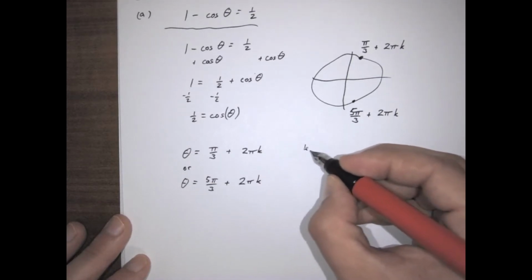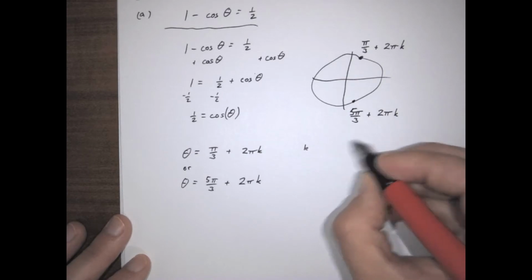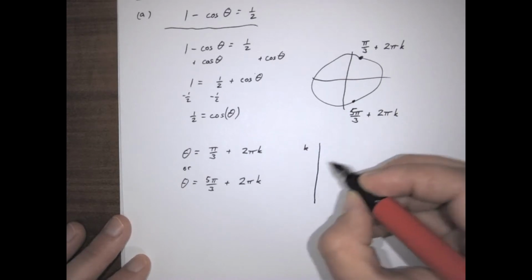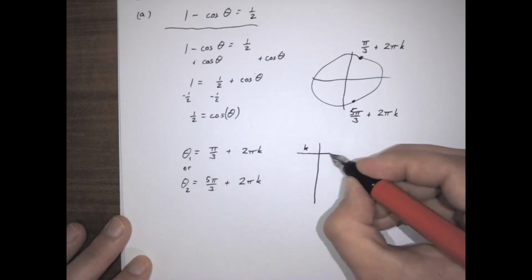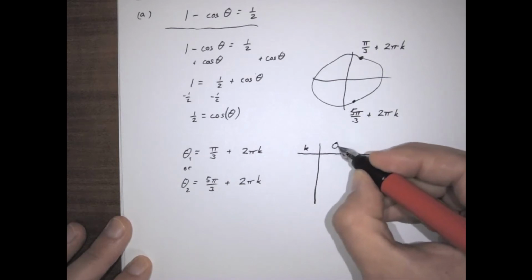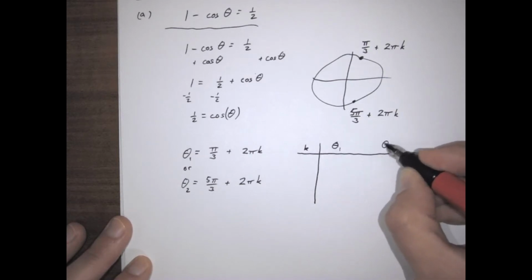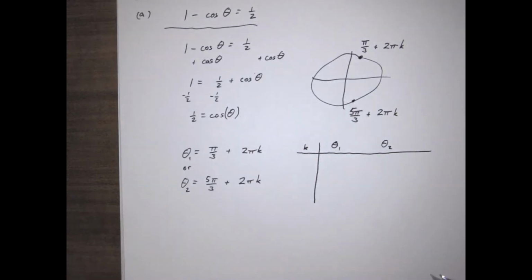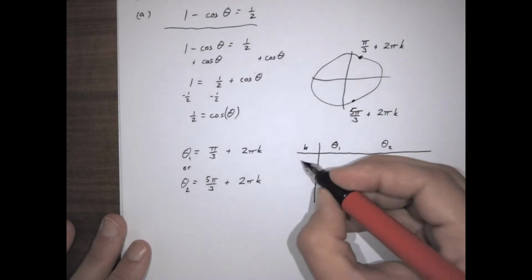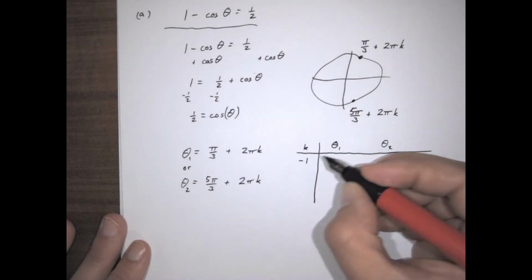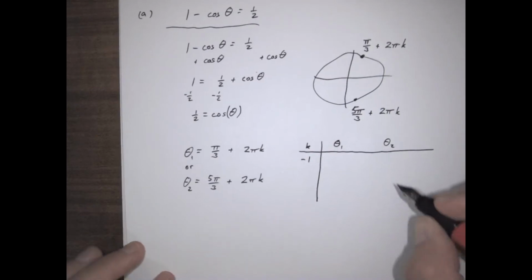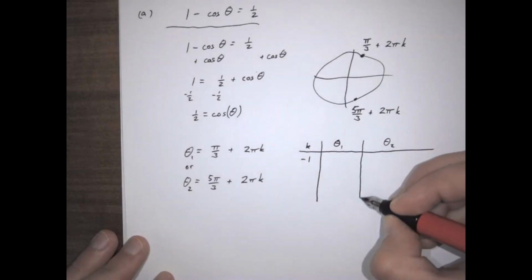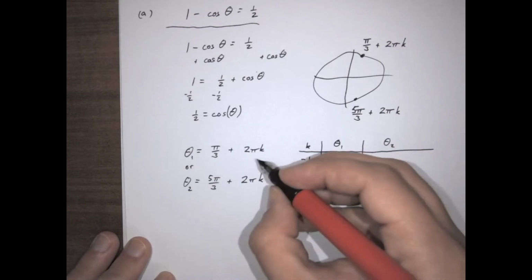And in this case, it's not very complicated to see, because if we set up a table here, k, and I can just call these theta 1 and theta 2 in order to make my writing a little bit easier, theta 1, theta 2, we can just try out various values of k to see if they work. And it's always a good idea to start with k equals negative 1, just to make sure. Sometimes it will happen that negative values of k will be in play here, and sometimes they won't. So we'll start with just negative 1 here.